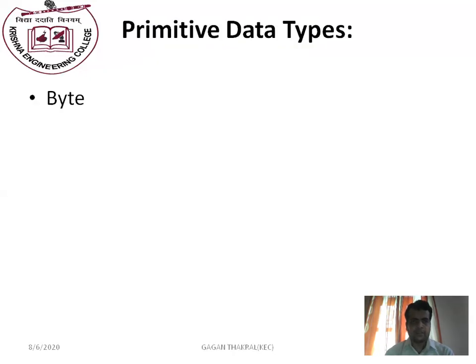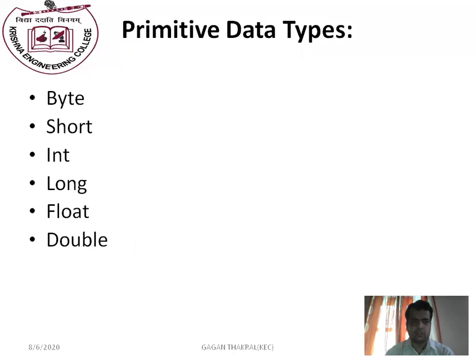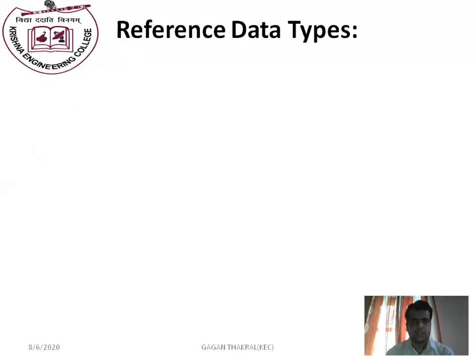Primitive data types. There are some more examples of primitive data types in Java: byte, short, int, long, float, double, boolean, character. These are the primitive data types in Java. A few we discussed in the last slide, and the others are these.